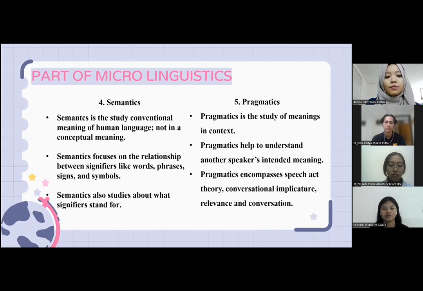And the last is pragmatics. Pragmatics is the study of meanings in context. Pragmatics helps to understand another speaker's intended meaning. Pragmatics encompasses speech act theory, conversational implicature, relevance, and conversation.